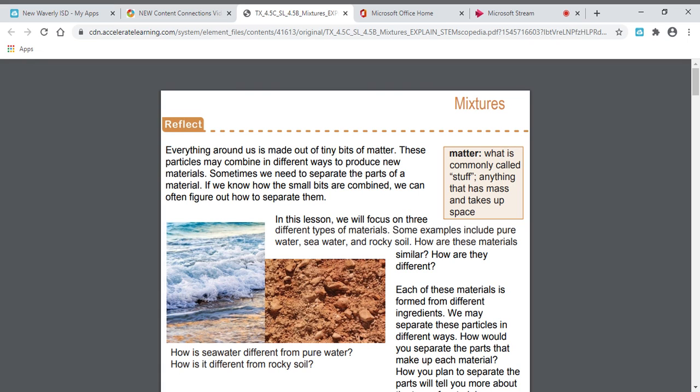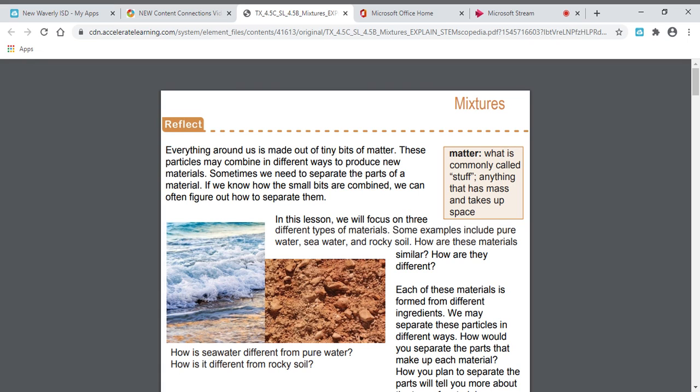All right, let's begin. Everything around us is made out of tiny bits of matter. These particles may combine in different ways to produce new materials. Sometimes we need to separate the parts of a material. If we know how the small bits are combined, we can often figure out how to separate them. In these lessons, we will focus on 3 different types of materials. Some examples include pure water, seawater, and rocky soil.